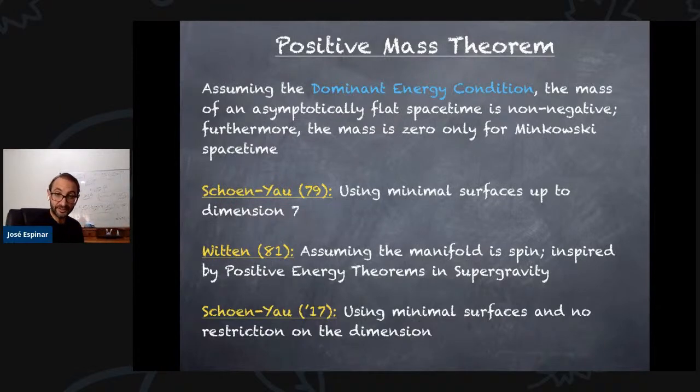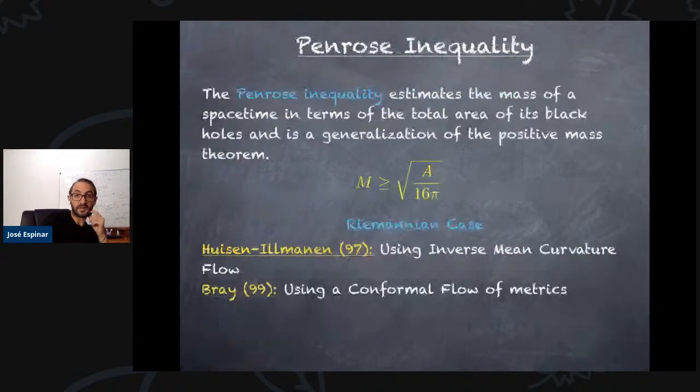The positive mass theorem was a conjecture by Hawking and was proved first by Schoen and Yau using minimal surfaces up to dimension 7, again because of a problem of regularity. Witten, 2 years later, did a different method for any dimension, but assuming that the manifold is spin. And recently, in 2017, Chen and Yau claimed to have proved the general positive mass theorem using minimal surfaces with no restriction on the dimension. I say claimed because so far I don't know if the paper is published. It's on arXiv, but I don't know if it's published.